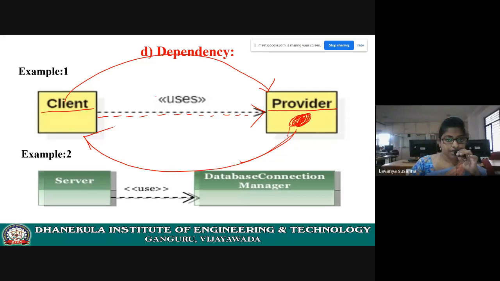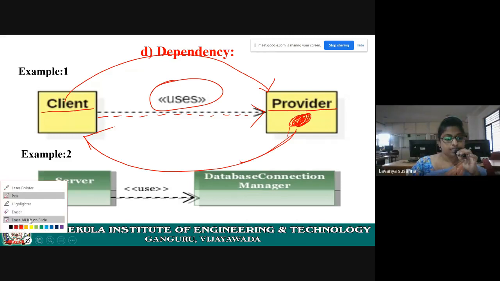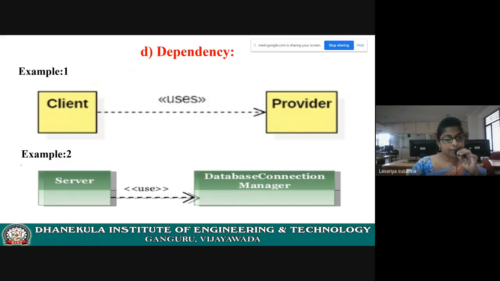You need to write the stereotype here, the name of what client class is doing: uses. Client class is using provider. Okay, I hope you understood. Next, now write down another example. Draw the diagram. Server is a class, and database manager is another class.